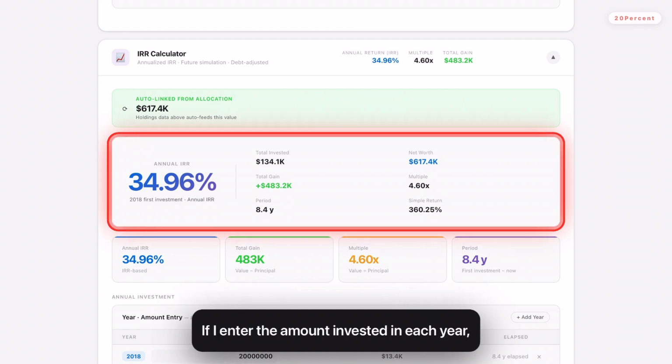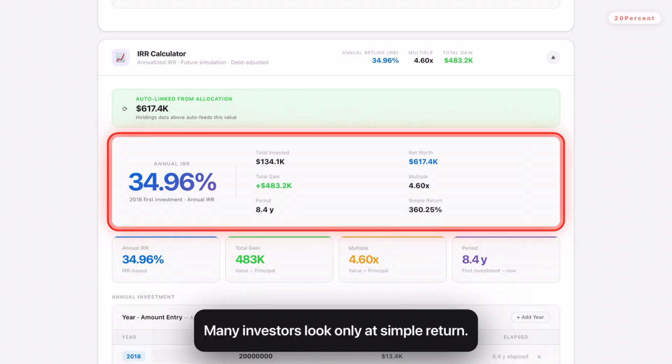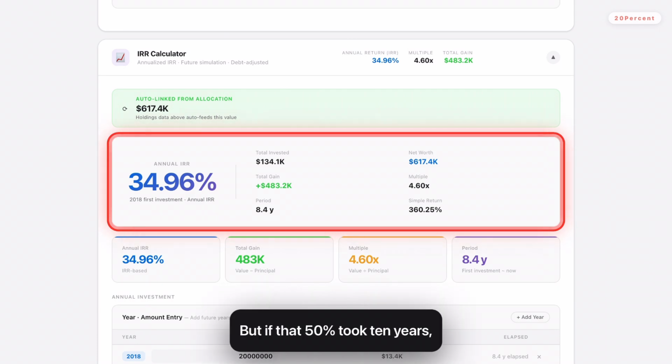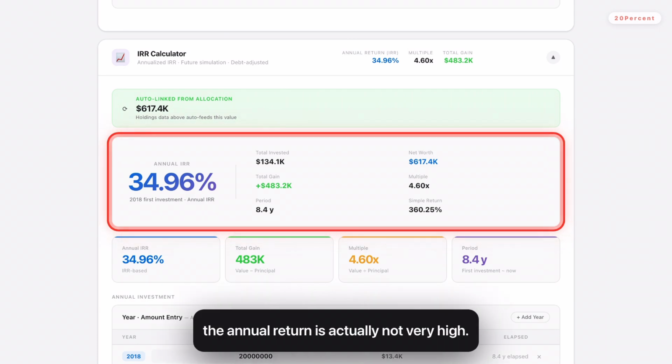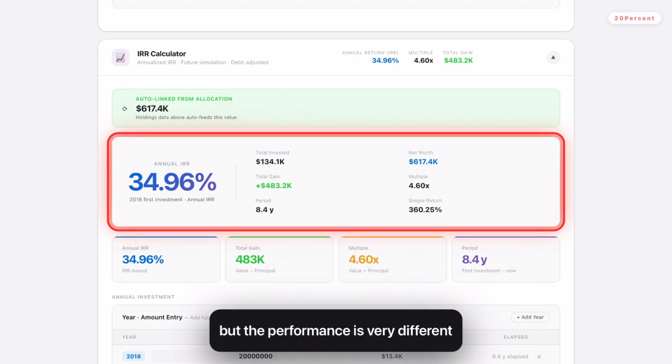If I enter the amount invested in each year, the system calculates a return that properly reflects the timing of those investments. Many investors look only at simple return. For example, I invested $67.3 thousand and it became $100.9 thousand, so I made 50%. But if that 50% took 10 years, the annual return is actually not very high. If the same 50% took only 3 years, the meaning is completely different. In other words, the result may be the same, but the performance is very different when time is different. That is what IRR helps make clear.